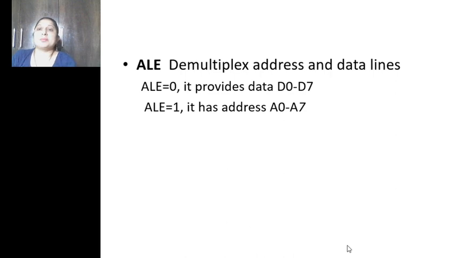Address latch enable pin, which will demultiplex data lines and address lines, which I already told you. So when the ALE pin is 1, meaning high, the same pins we are using as address lines. And when this pin goes to 0, the same pins we can use as data lines D0 to D7.